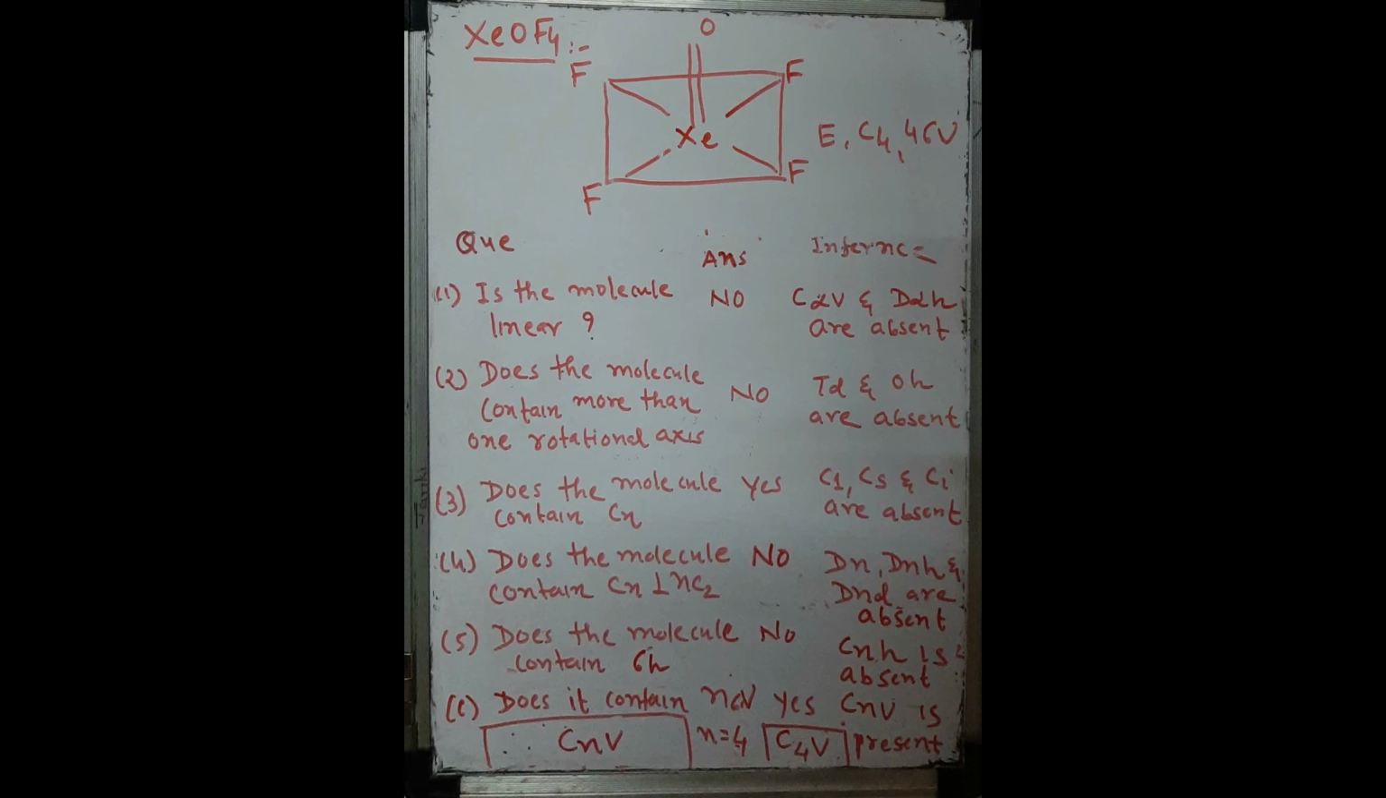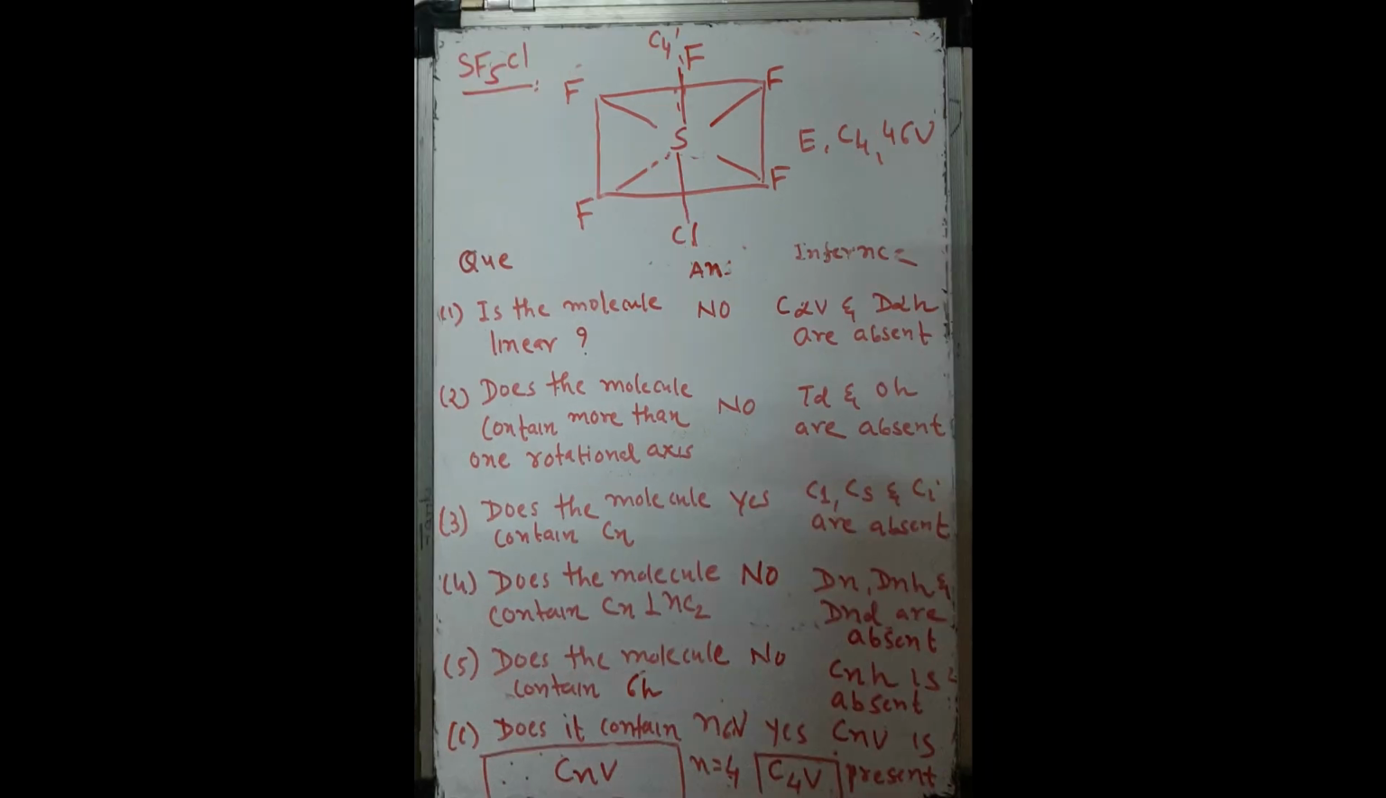Sixth question we are going to ask, does it contain n vertical planes? Answer is yes, therefore CnV is present. Here n is equal to 4, therefore point group of this molecule is C4V.